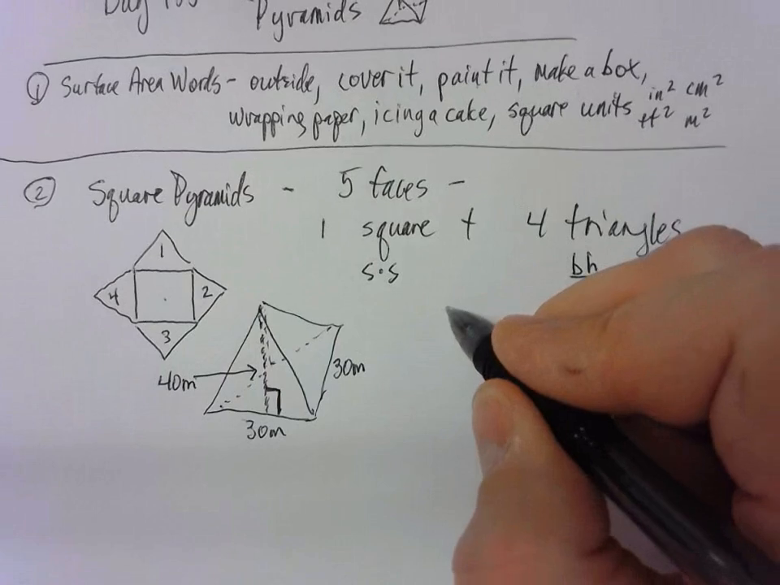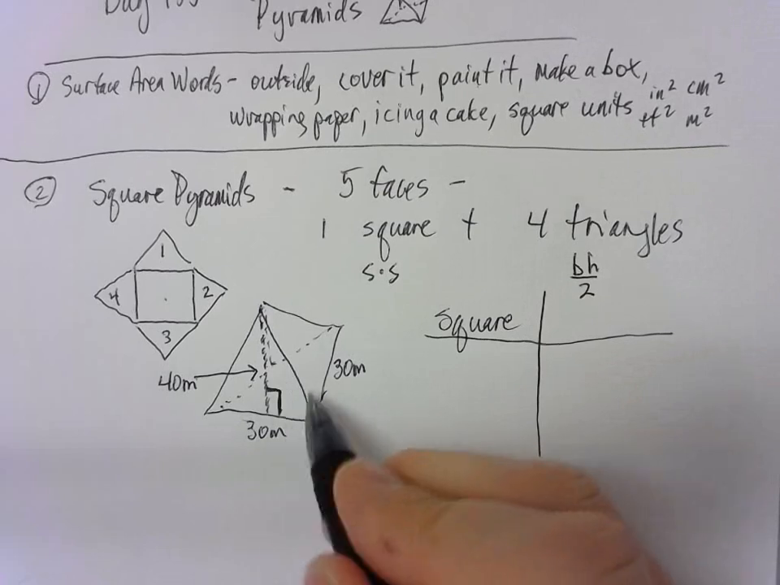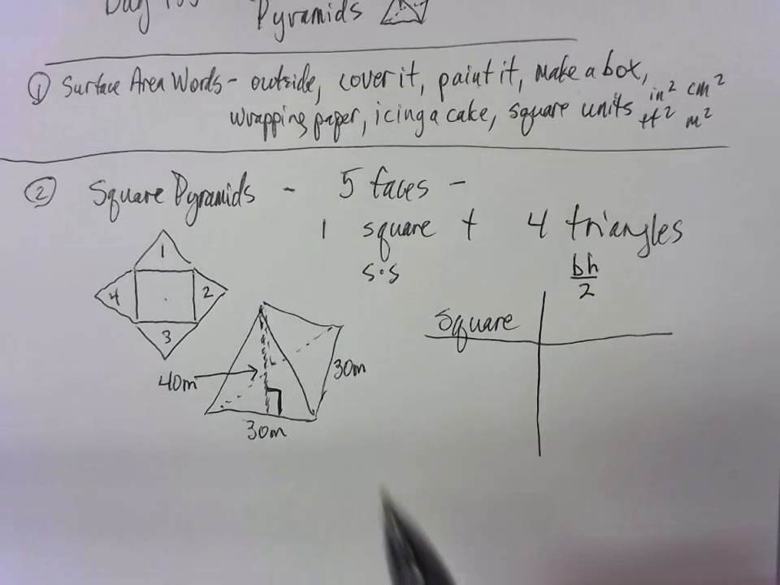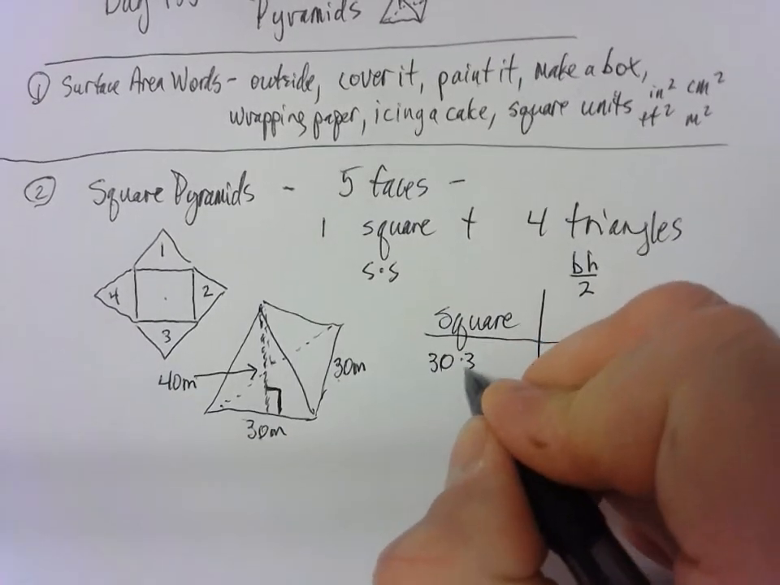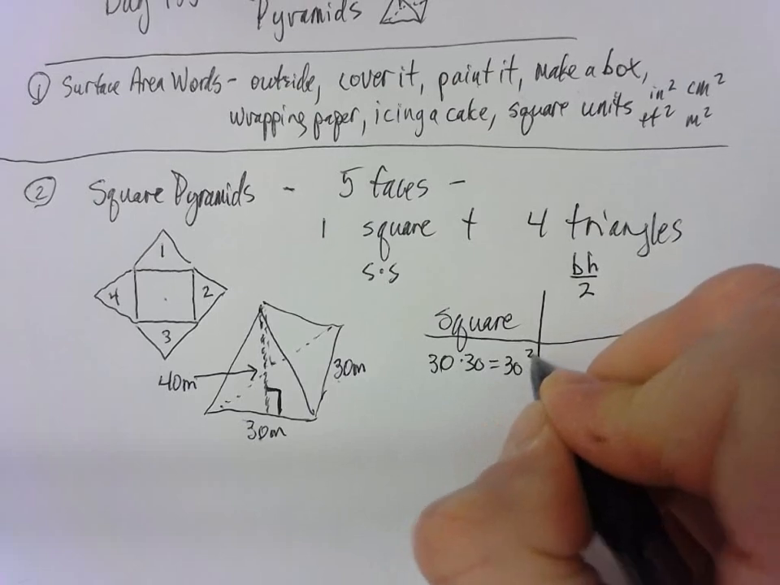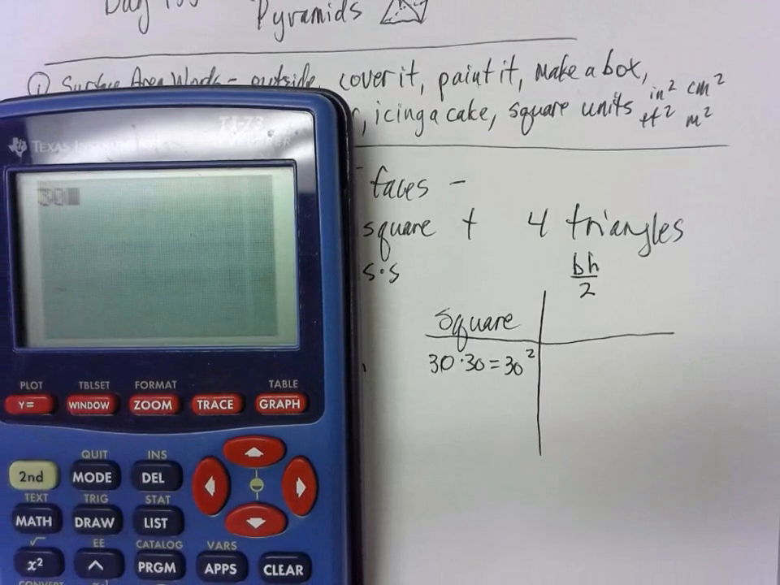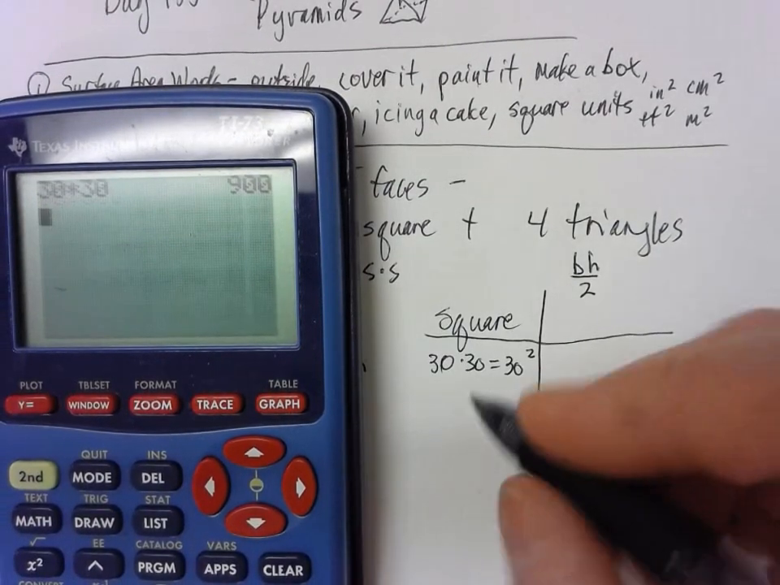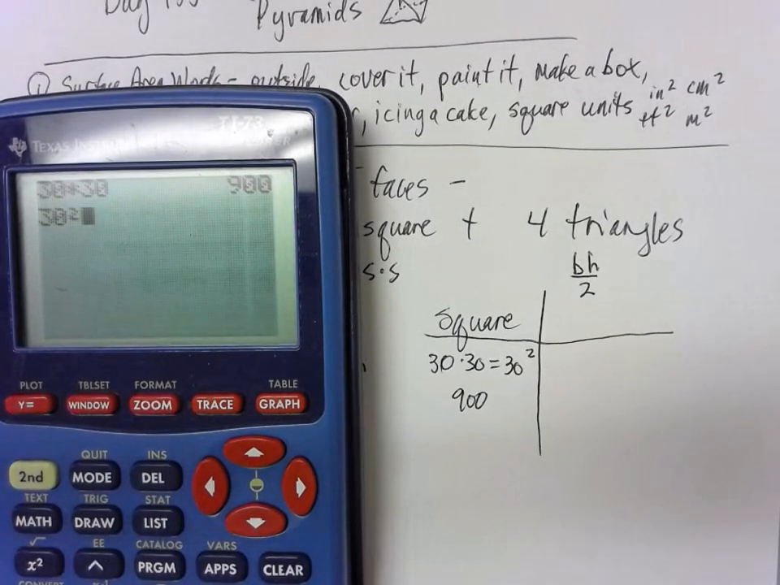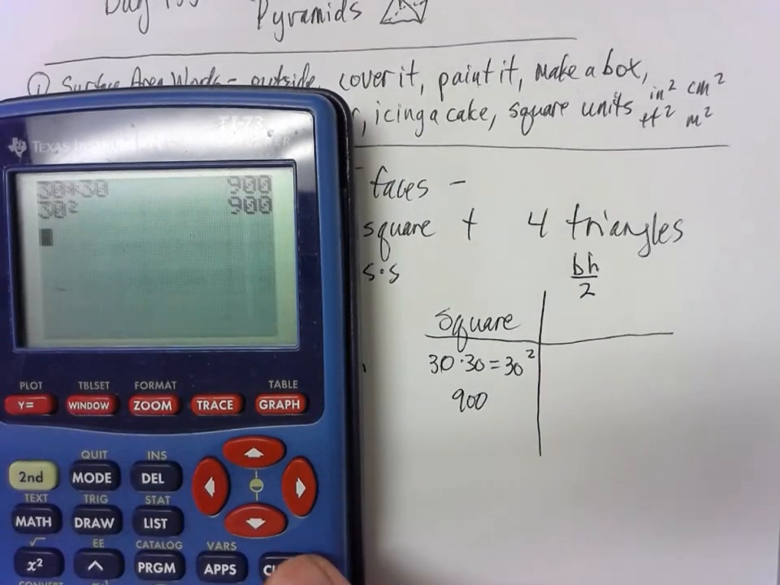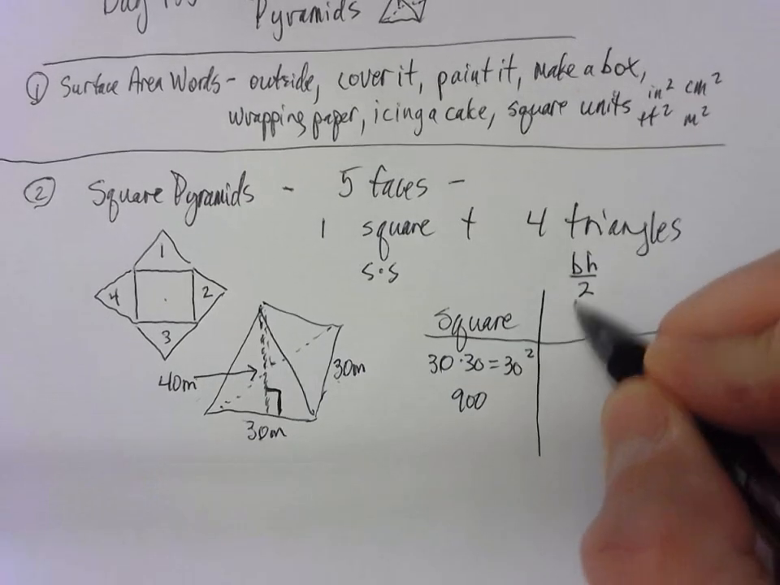So I'm going to do the square part first. Let's get the area of that square bottom. That base would be 30 times 30, side times side. Or you could just say it's 30 squared if you got a squared button on your calculator. I'll do it both ways. 30 times 30 is 900. And if you do 30 squared, if you got the squared button, that's also going to give you 900. So there's the part for the square, 30 times 30, 900. Now let's talk about these triangle parts.